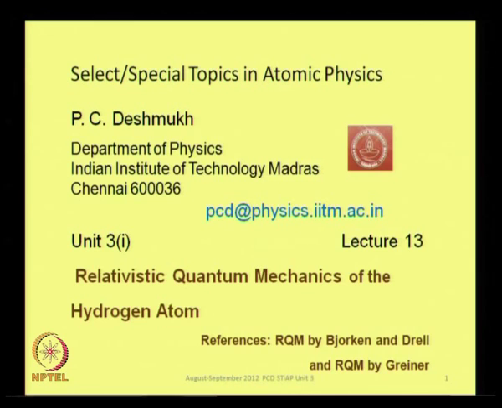And I will be using predominantly these two books, both have the same title called Relativistic Quantum Mechanics. One is by Bjorken and Drell and the other is by Greiner. And these two are very good sources for much of what I will be discussing in this particular unit 3.